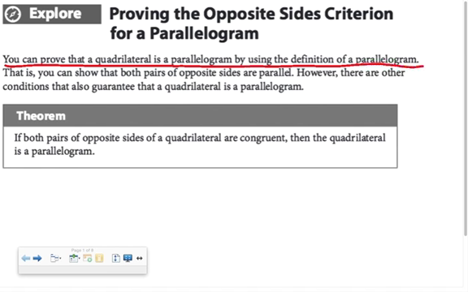Well, we already know the definition of a parallelogram, that it has two pairs of opposite parallel sides. So if we know that a figure has two pairs of opposite parallel sides and it's a quadrilateral, then we can use the definition to say that that quadrilateral is a parallelogram.